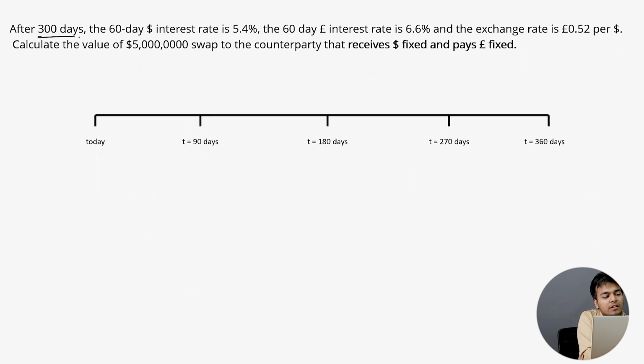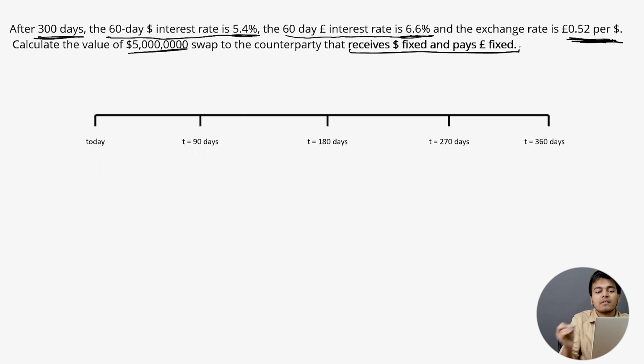So after 300 days, the 60-day dollar interest rate is 5.4%, and the 60-day GBP interest rate is 6.6%, and the exchange rate has also changed to 0.52 pounds per dollar. Calculate the value of $5 million swap to the counterparty that receives dollar and pays pound fixed. Alright, that receives dollars and pays pound fixed. So we are standing where? We are standing on the 300th day.